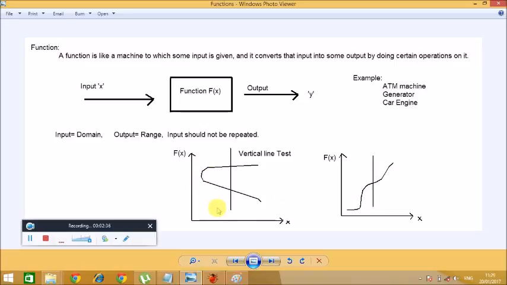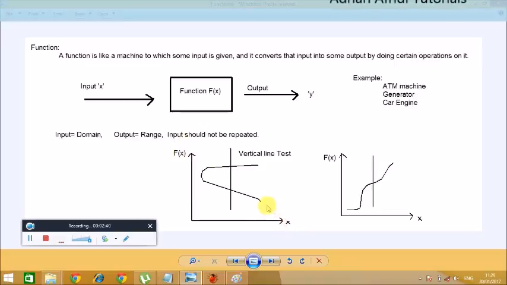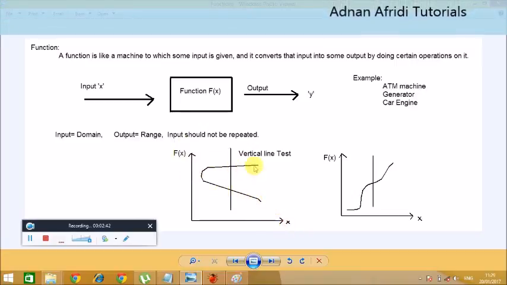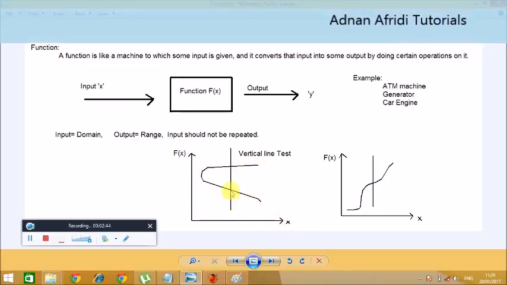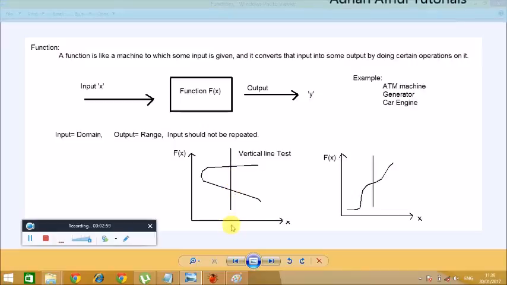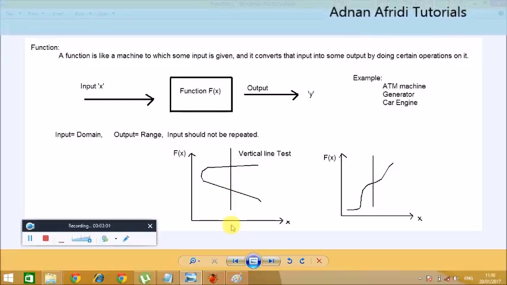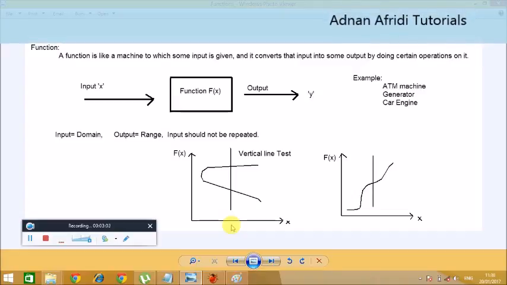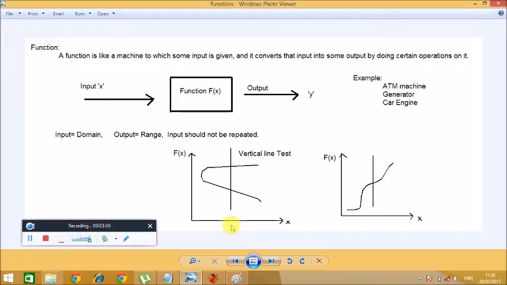For example, in this case, we have a relation f of x which has a graph as shown. Now we have drawn a vertical line through it, and as you can see, this line intersects this graph at more than 2 points, which shows that this relation is giving us two different values for one single input value, which means that this is not a function because the domain values are repeated.